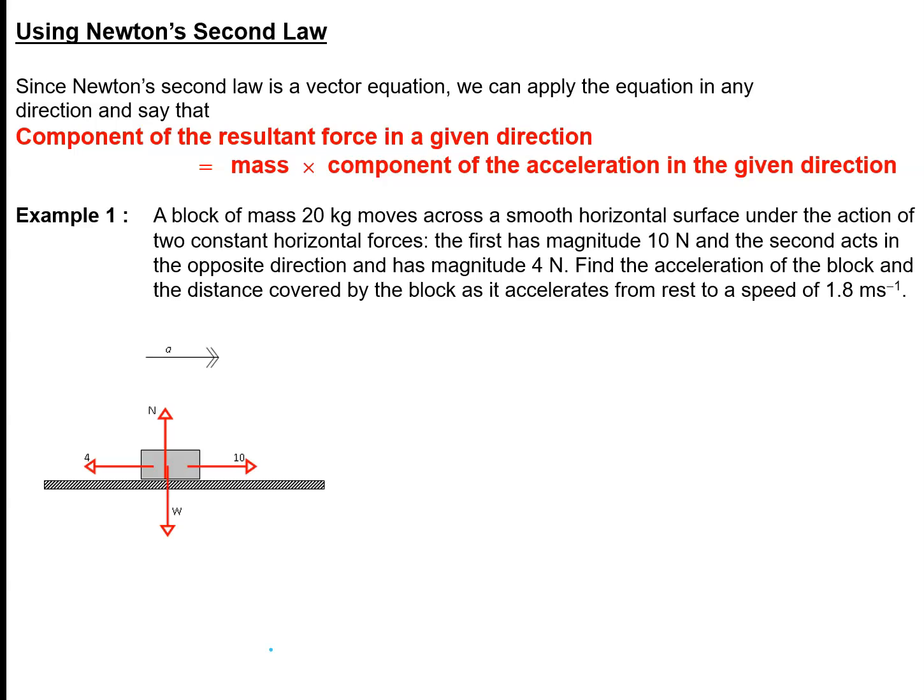Well, we need to start with a diagram. So there's a picture showing our block and the forces acting on the block and the acceleration of the block. If we apply Newton's second law to the right horizontally, we've got the resultant force is 10 minus 4, and that must equal the mass of the block, 20, times a. So that gives me 6 equals 20a, so a is 0.3 meters per second squared.